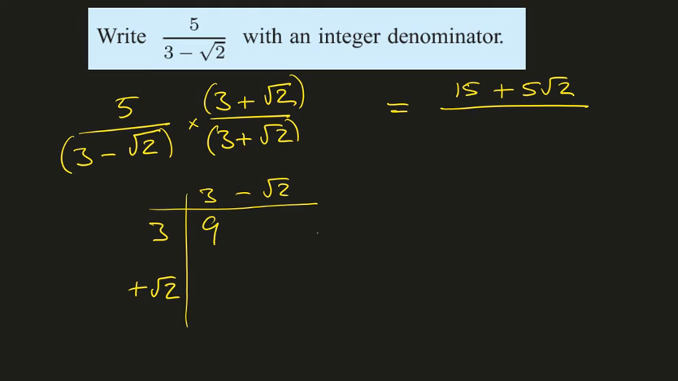3 times 3 is 9. We'll have, look, minus 3 root 2 and plus 3 root 2. They're going to cancel out nicely. On the denominator, we're just going to have minus 2. So these will cancel. We're just left with 7 there, look. And that is it. That's all we have to do. 15 plus 5 root 2 over 7.